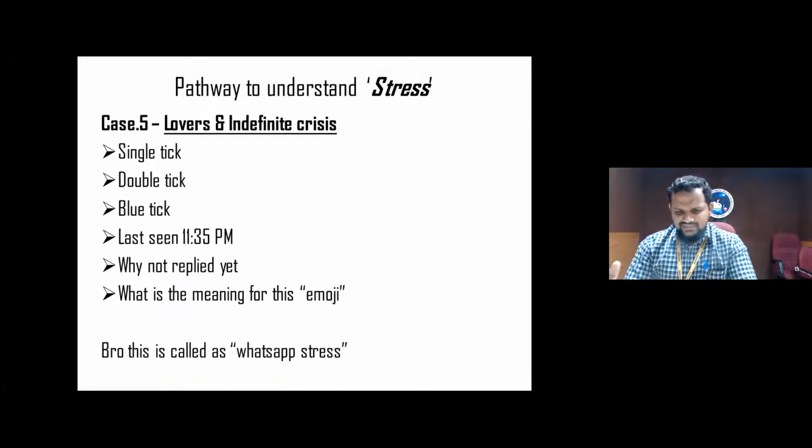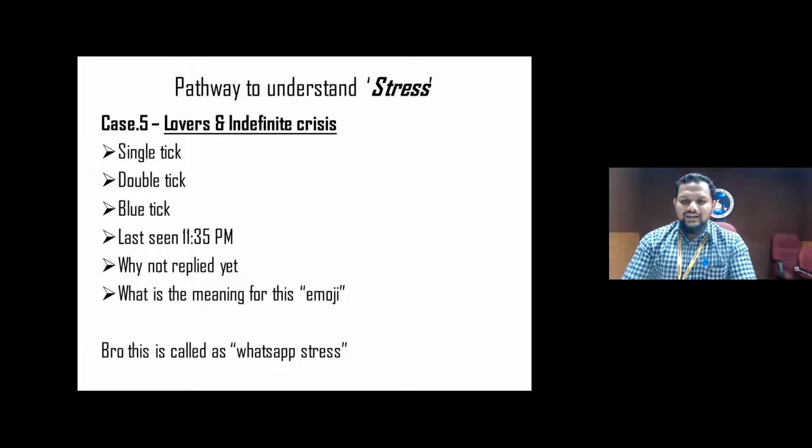Okay, so now this is the most common issue in this era, especially for people who were born after 95, who are in the adolescent or adult stage now. You can identify what I am trying to say: the single tick, double tick, blue tick, last seen, why not replied, and what is the meaning of the emoji. These are all things you can randomly spot in an adult.